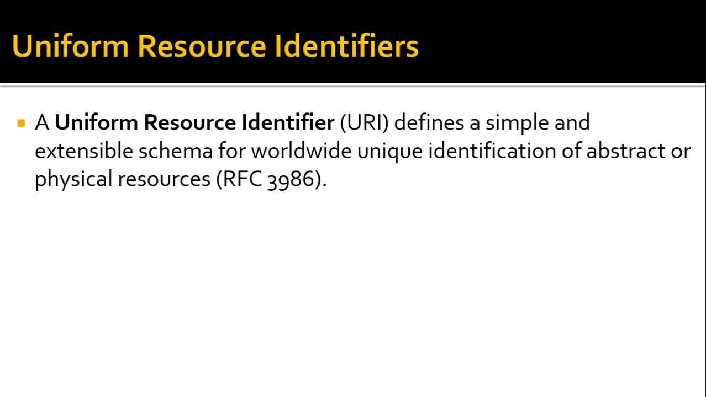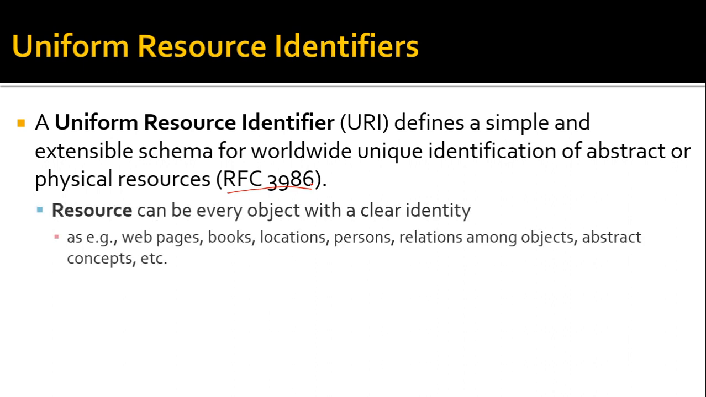Now this URI is basically a scheme which is used to identify any physical or abstract resource, and it follows the RFC 3986 protocol, right? Now these resources can be anything, any object or any abstract entity which has got a clear identity, like it can be a web page, it can be a book, it can be an abstract concept, or it can be a relation also. So this part will be coming back later, though at this point it will not be very much understood why a relation should have a URI. So this part will become clear as we go forward.